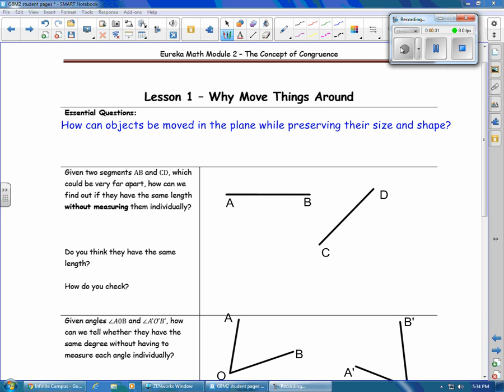So the directions say, given two segments, AB and CD, which could be very far apart, how can we find out if they have the same length without measuring them individually? Do you think they have the same length? How could you check?